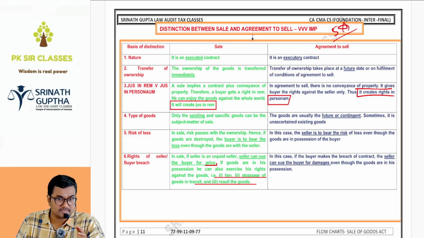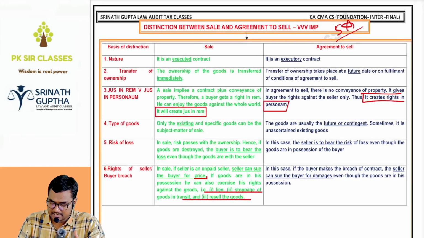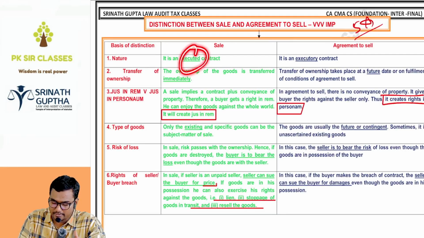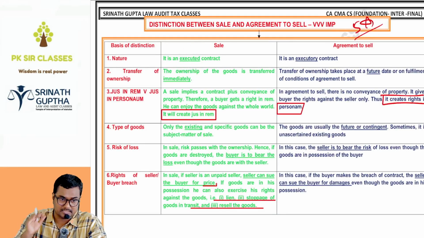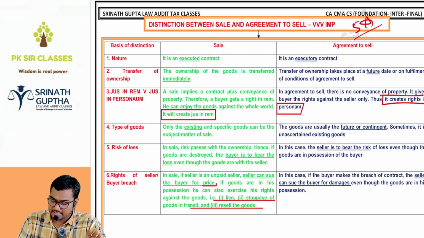Sale versus agreement to sell. Sale is the executed contract. Everything is done. I give the pen, you give me money. Executed. It's an executory contract.